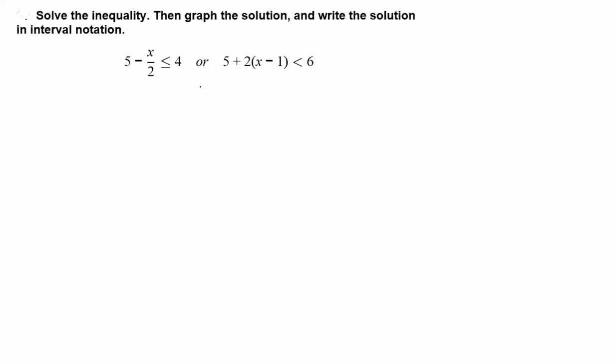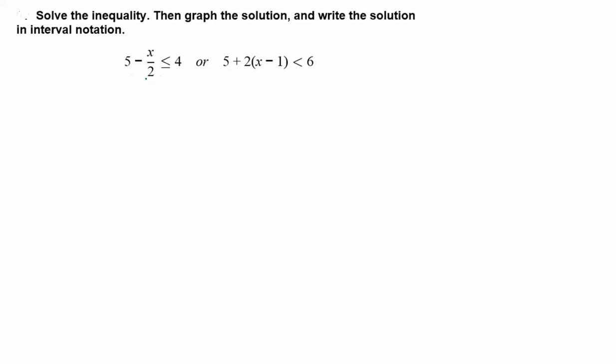Solve the inequality, then graph the solution and write the solution in interval notation. So we have 5 minus x over 2 is less than or equal to 4, or 5 plus 2 times quantity x minus 1 is less than 6.